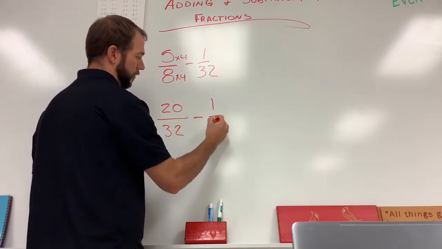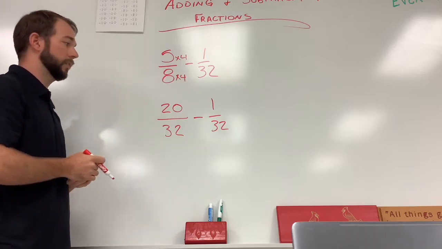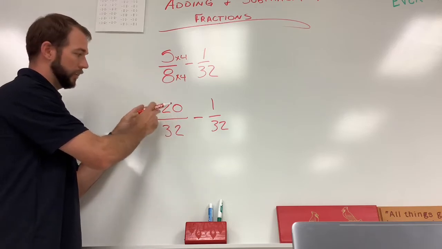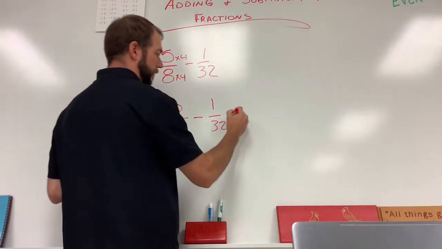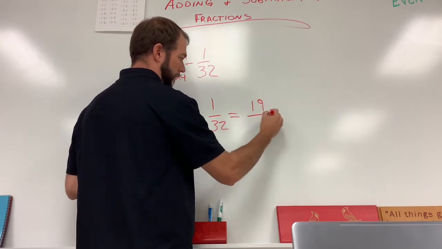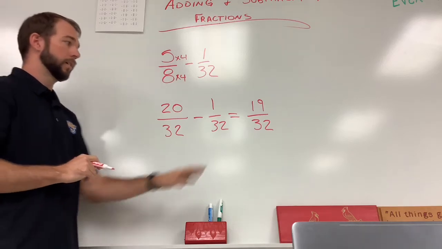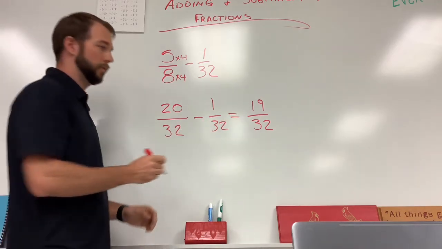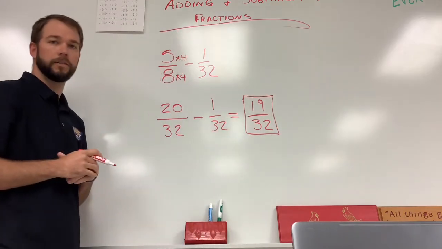Minus 1 over 32. Okay, again, now the same process that we did for adding. We've got our bottom numbers the same. Now we do the top numbers. The top numbers just get subtracted straight across. 20 minus 1 gives us 19, and our bottom number stays the same. We just keep dragging that over. 19 is an odd number on top, 32 is our even number on bottom, so we are finished. 19 over 32.